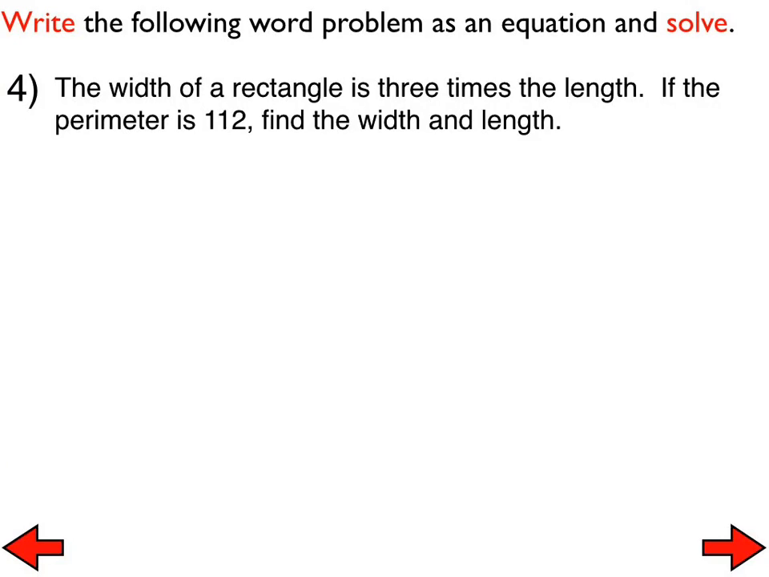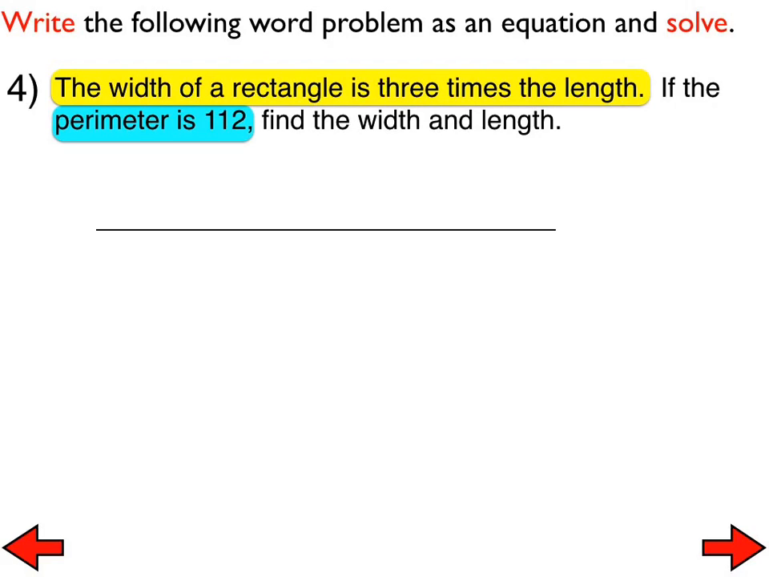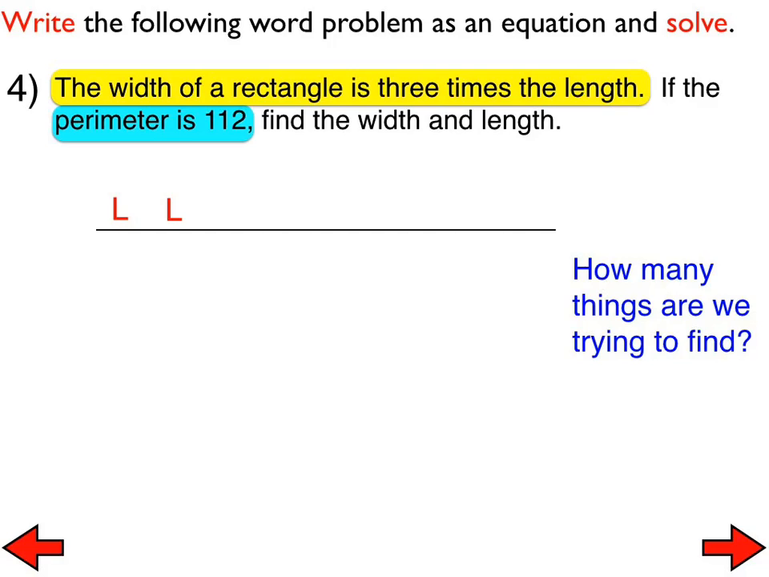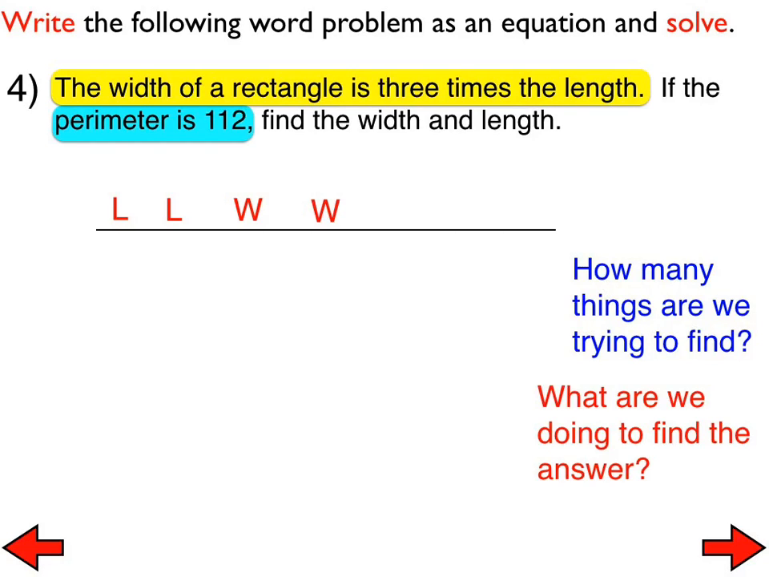The width of a rectangle is 3 times the length. That means the length is smaller. The width is 3 times that. So when we set up our table, we're going to write length first, width second. We're going to make both of the lengths x. Both of the widths would be 3x because they are 3 times as big as the length. We're adding those up because we are finding the perimeter of a rectangle, and we are trying to make 112.